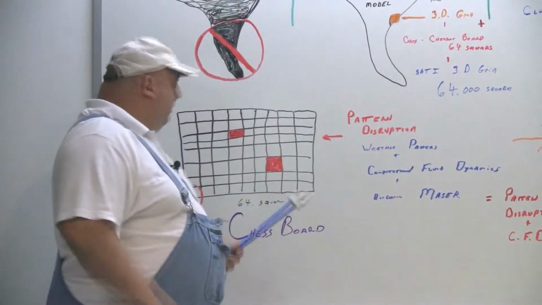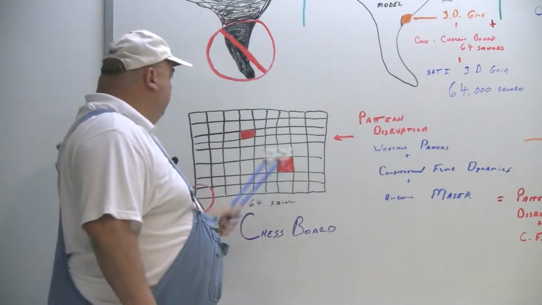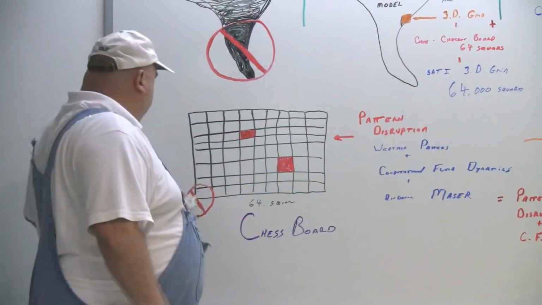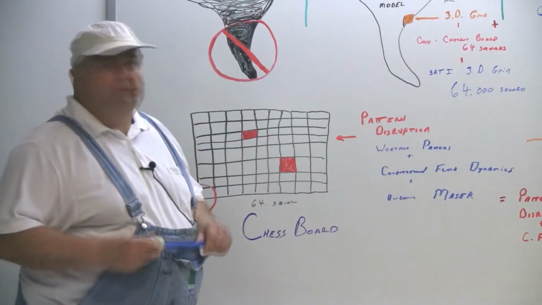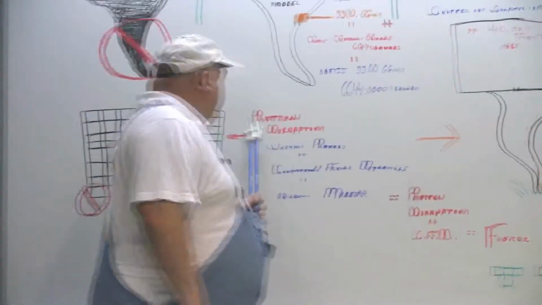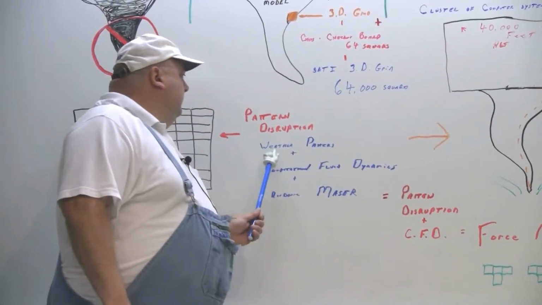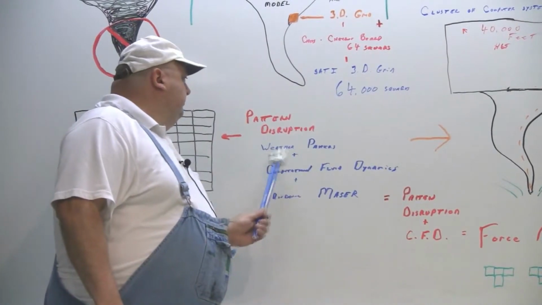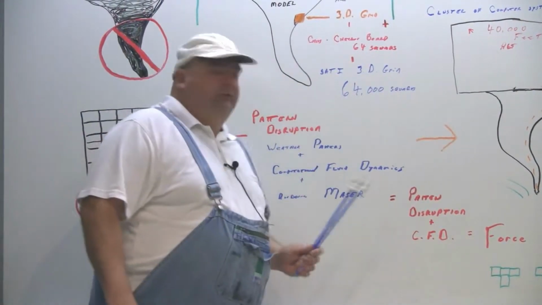this is a 64 square chessboard. If I manipulate different patterns at different times, I can stop the final outcome, which is the funnel cloud touching the ground. The pattern disruption is a sum of the weather patterns, computational fluid dynamics, and the airborne maser.